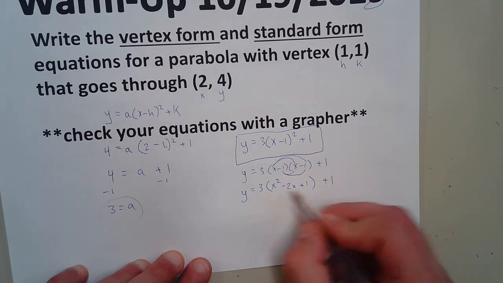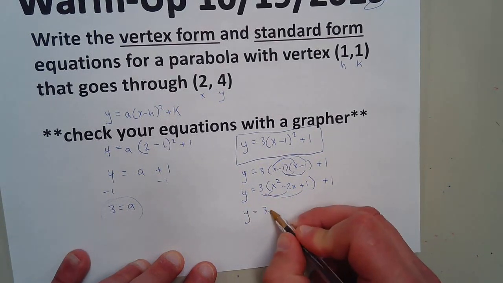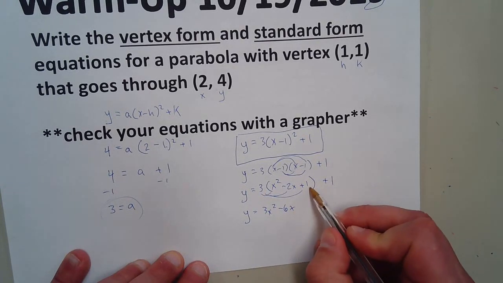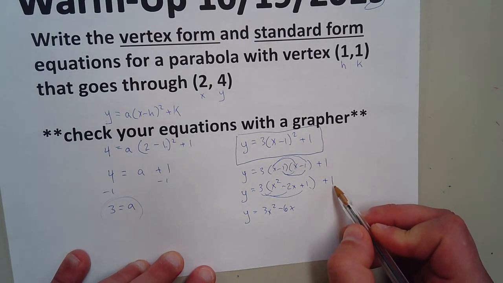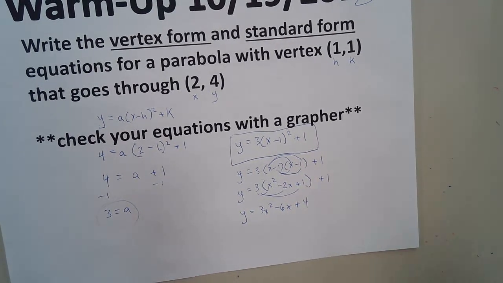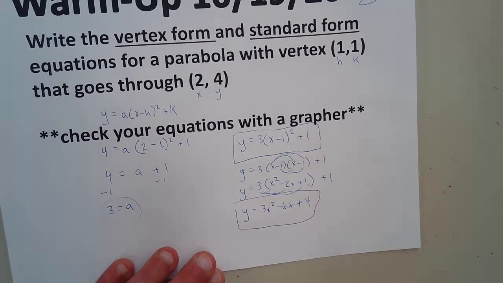All right, so now this 3 can get distributed to all three of these things. So we have 3x squared minus 6x. And then that's going to give me a plus 3. But we're also just going to add 1 to it in the next step anyway. So you can go ahead and save yourself a step and just call it plus 4 because you got plus 3 plus 1. All right, so now these are my two answers. Got my vertex form, got my standard form.